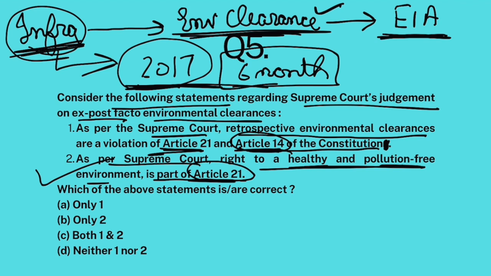So this notification was challenged in the Supreme Court, and the Supreme Court called it illegal and struck it down. Okay, and said that retrospective environmental clearance, when you go back, even when the project has started, and then give clearance to it, is not allowed. So this is also correct. Both statements are correct. The answer is C.